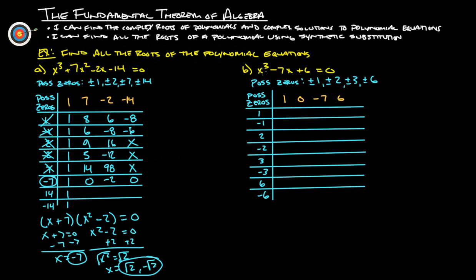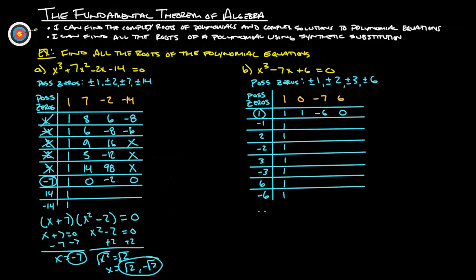Now notice we have x cubed. There's no x squared, so we've got to make sure you put a 0 in there to hold the spot, right? So we're going to bring all these 1s down. 1 times 1 is 1, plus 0 is 1. 1 times 1 is still 1. Plus negative 7 is negative 6. 1 times negative 6 is negative 6, and positive 6 gives us 0. So one of our possible zeros is 1.